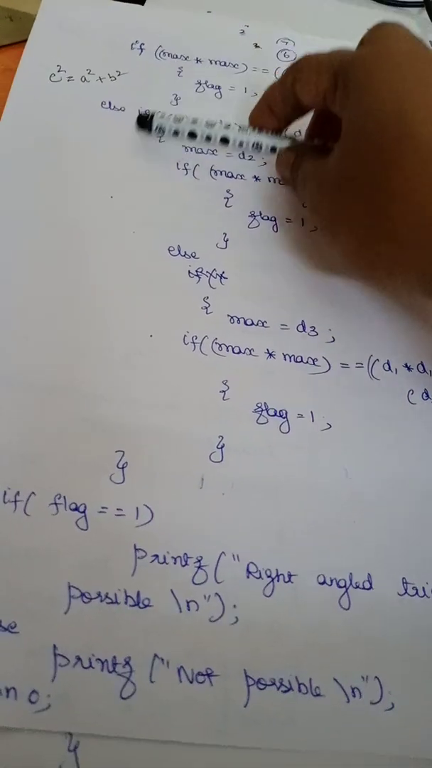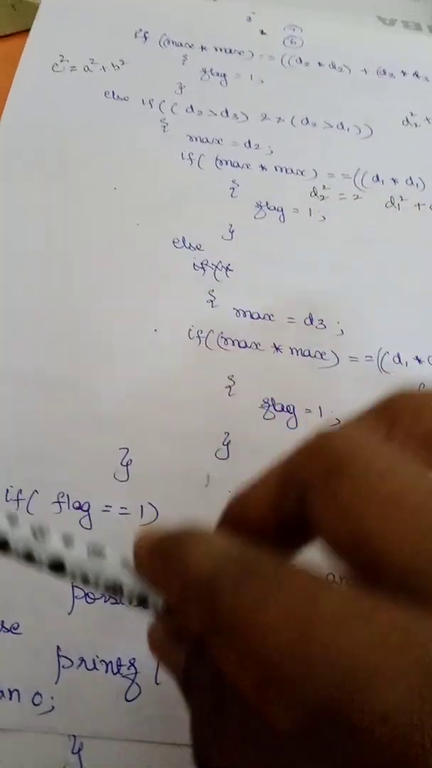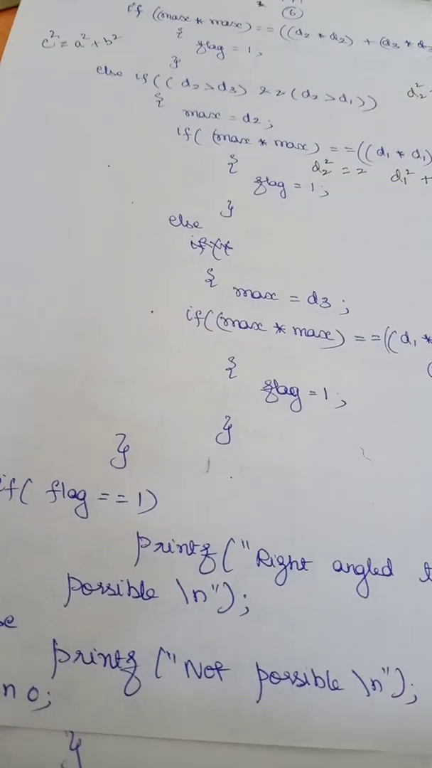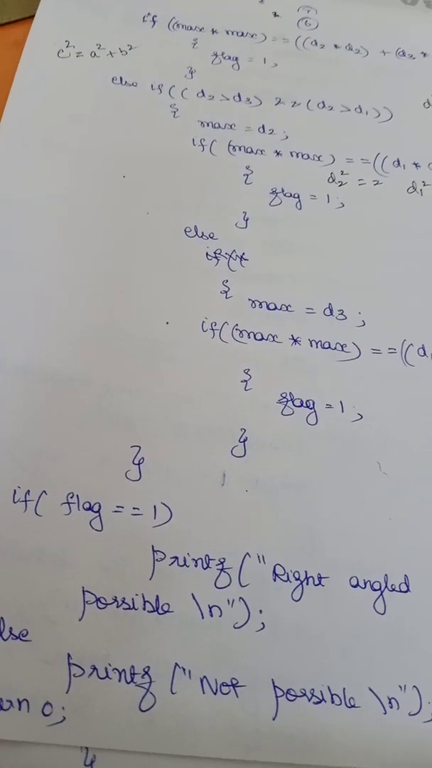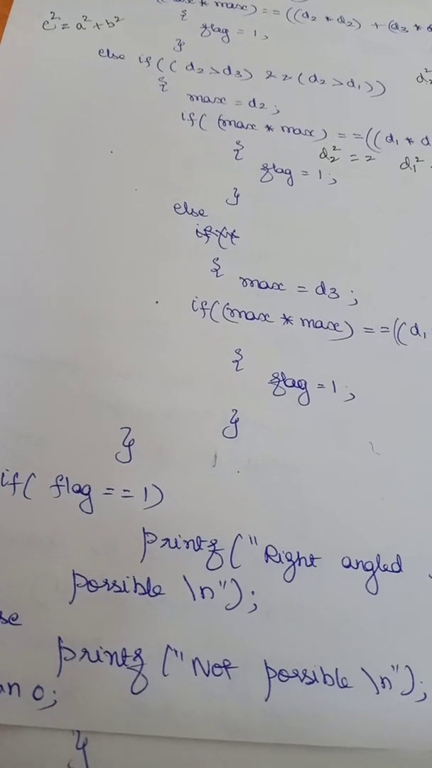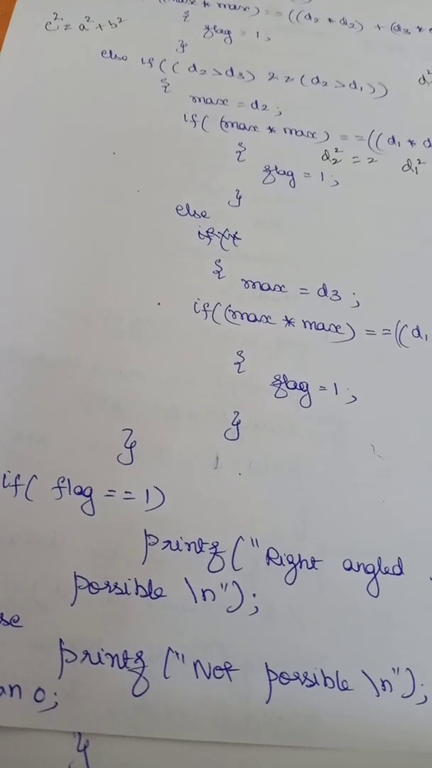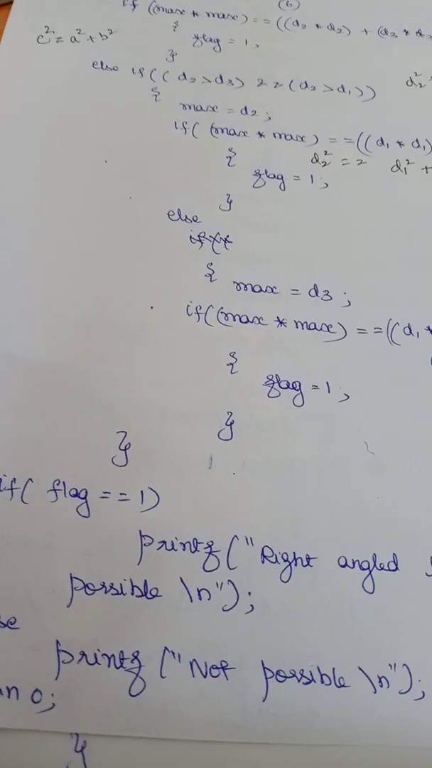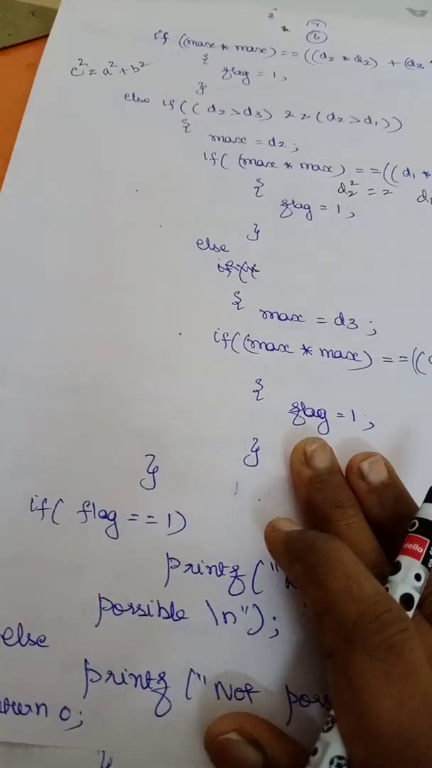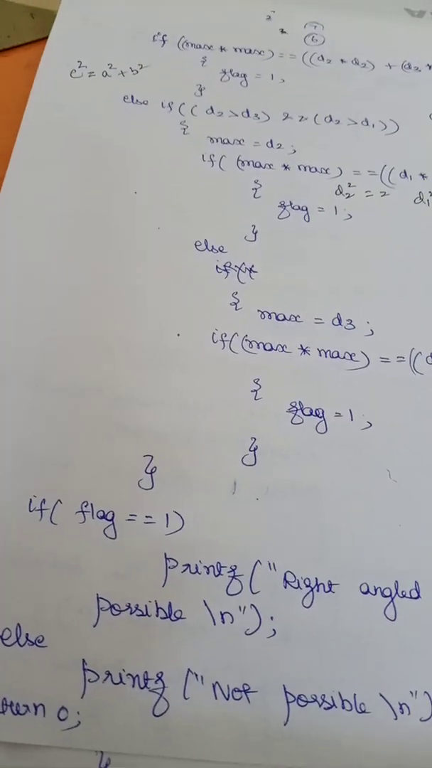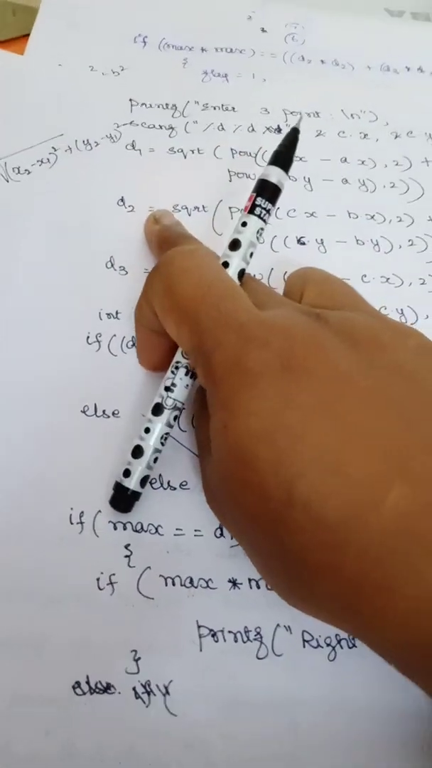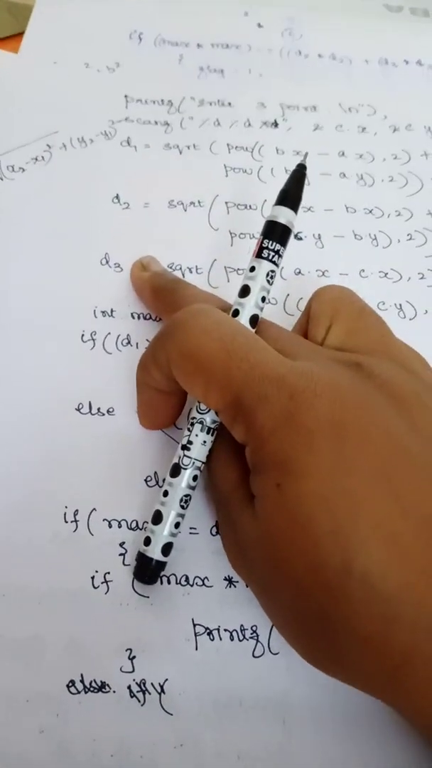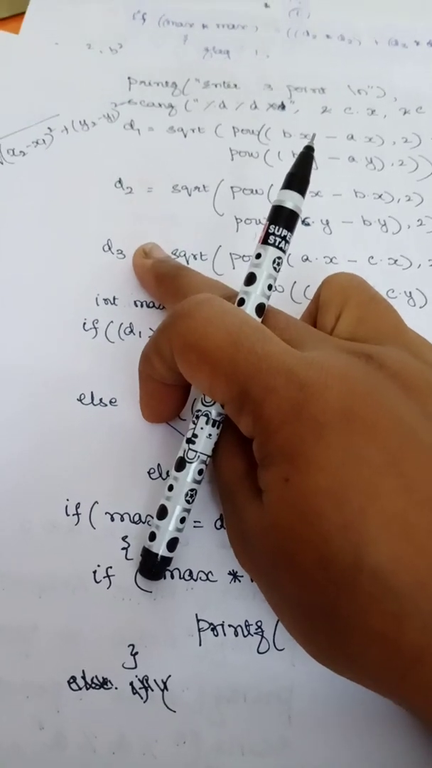If none of these conditions match, then your flag value will not be equal to 1, it is going to be 0. When it is equal to 0, it means the right angle triangle is not possible. Is that clear? So what we have done here, we have calculated d1, d2 and d3 distances. We need to find which is maximum.